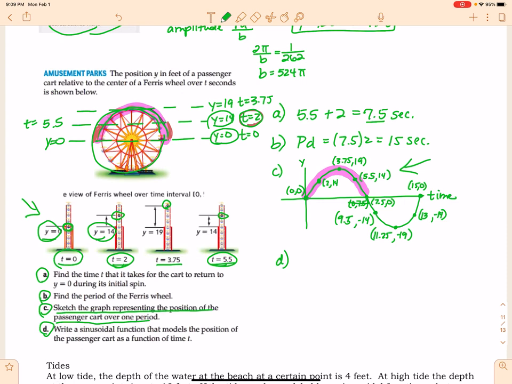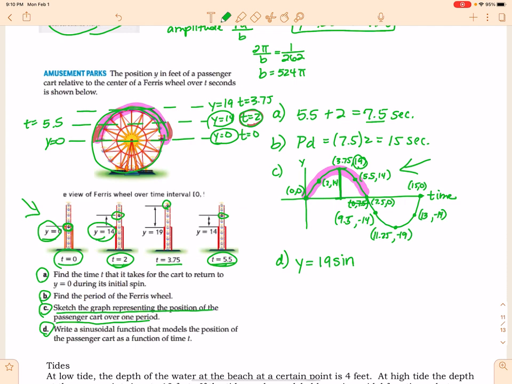Write a sinusoidal function that models the position of the passenger cart as a function of time. We need to consider our sine equation. This should not be too terrible. The amplitude is from here to here, and it would be 19 because there's 0 and there's 19 right there. So we have 19 sine.